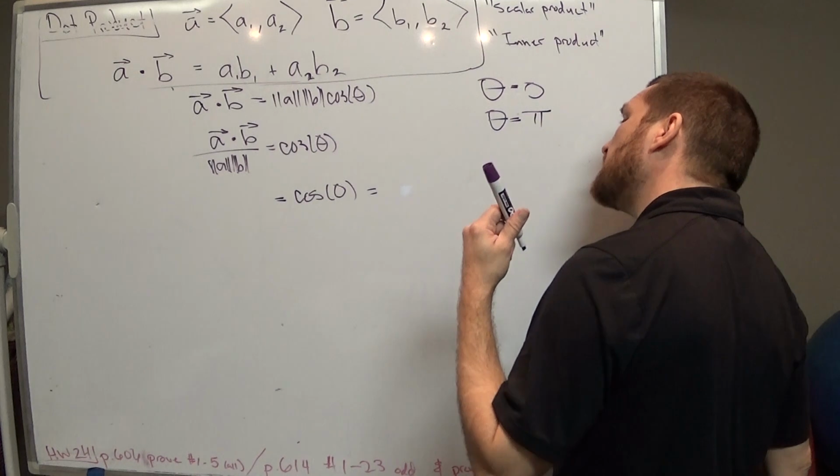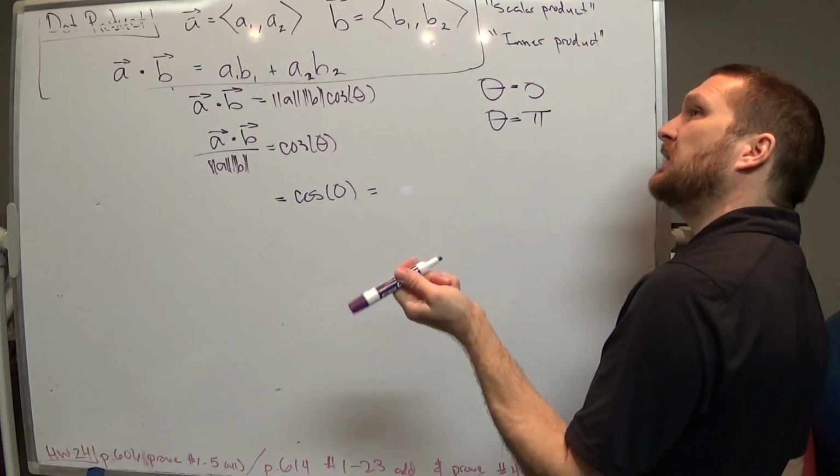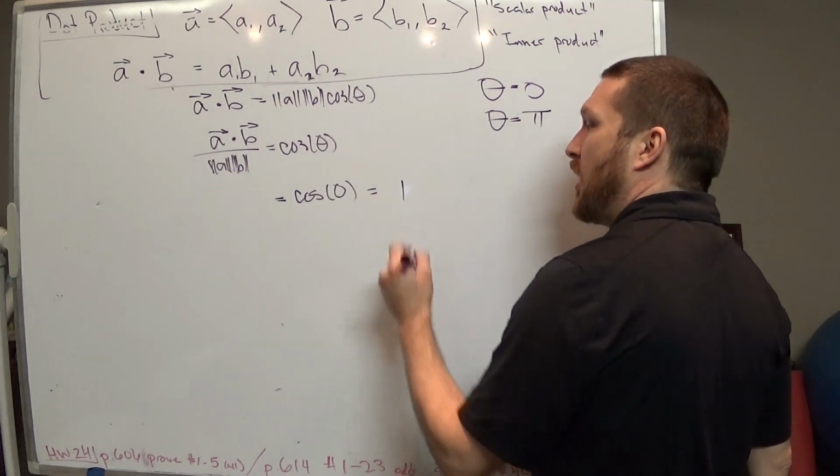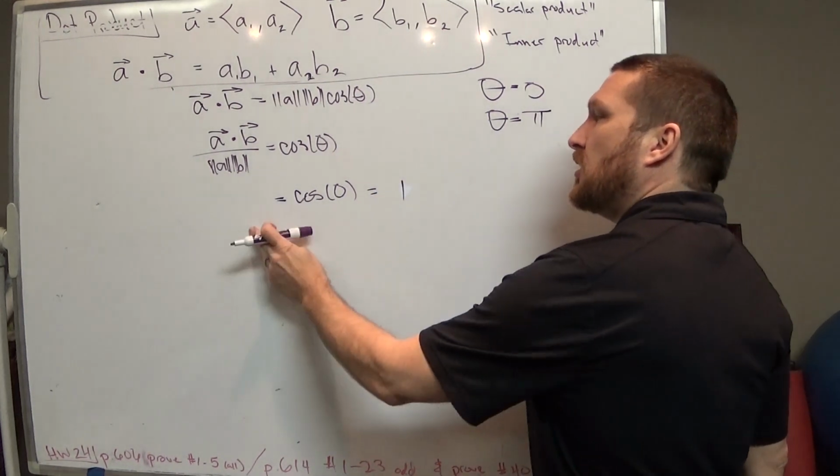Cosine of... I plug 0 into cosine, and what do you get out? You get out a 1. There we go.